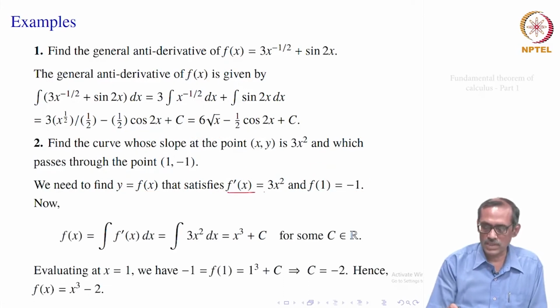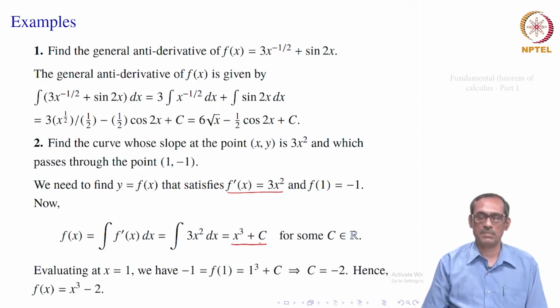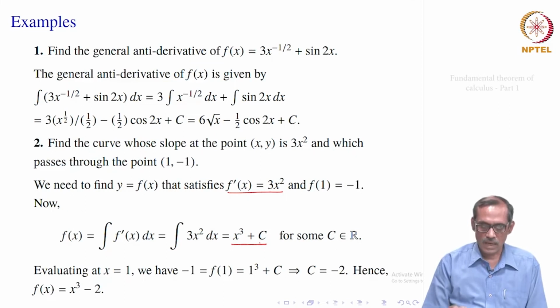So, now since f prime x equal to 3x square, we have f of x by the second fundamental theorem, f of x is the integral of f prime x dx, which is the integral of 3x square dx, and 3x square we know is the derivative of x cubed. So, its integral will be x cubed plus c for some constant c, some real number c. Now, we know f of x is in this form for arbitrary constant c. We have to evaluate that arbitrary constant by using the condition f of 1 equal to minus 1.